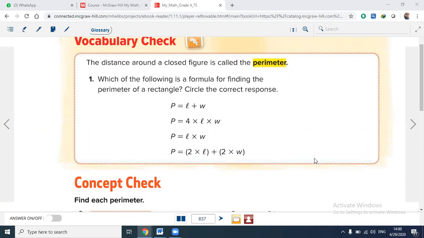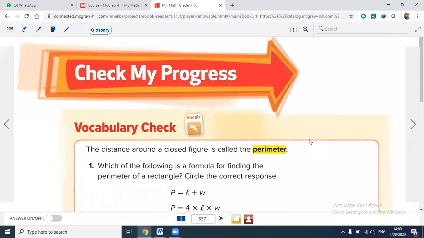Today we are going to check my progress about perimeter and area of rectangle and square. Perimeter and area for the rectangle and square. Your book, page number 837, check my progress. The first part of this page, vocabulary check.